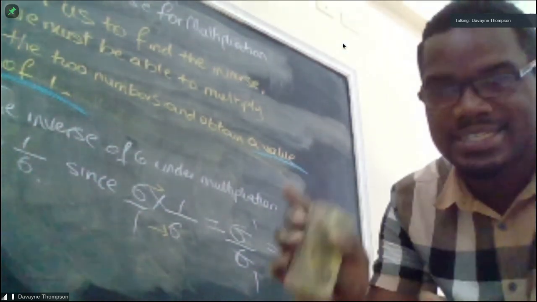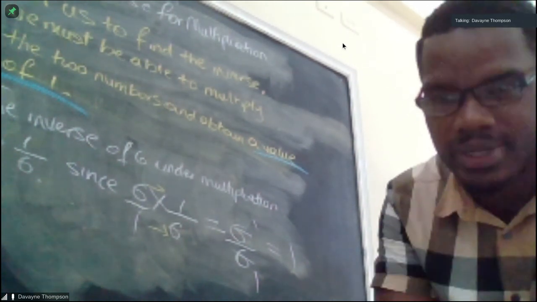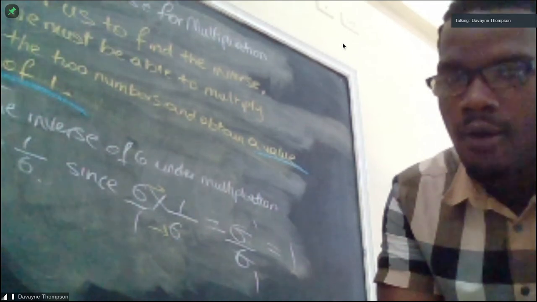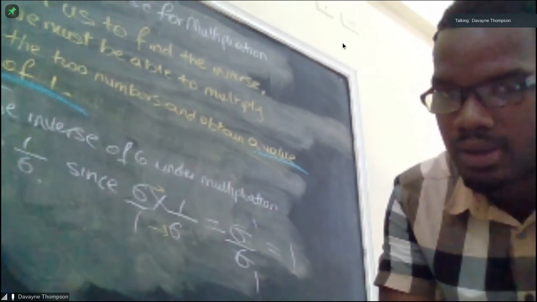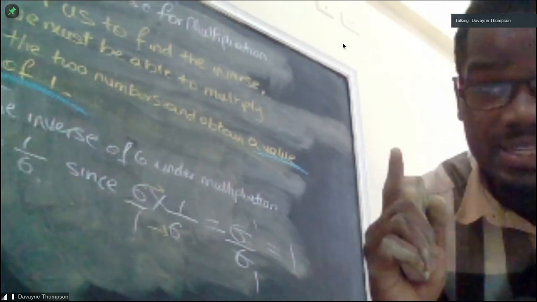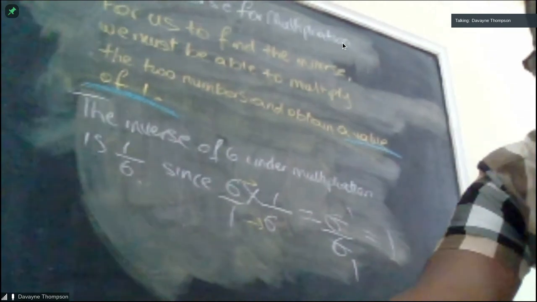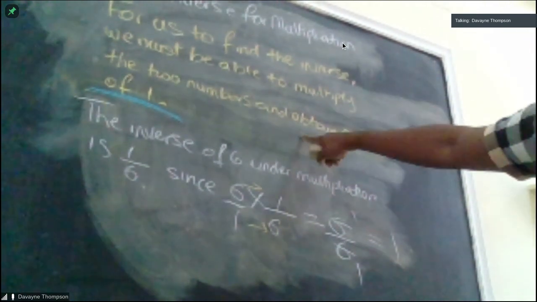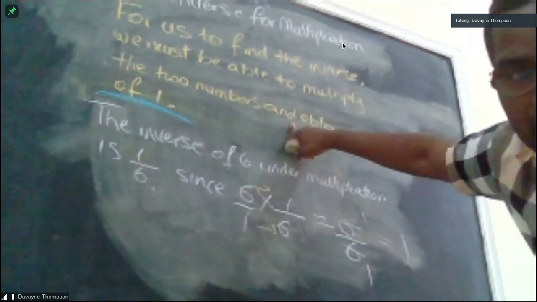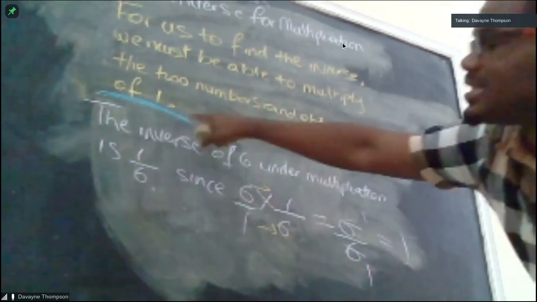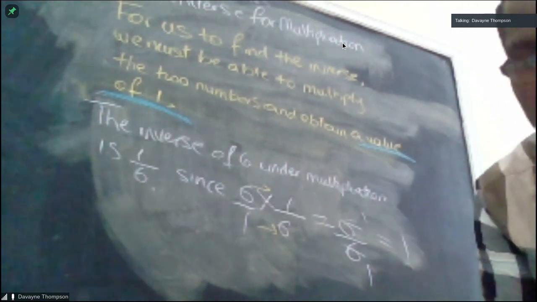So we know that 0 is the identity of addition. Anytime you add a number to 0, it gives you back the number. But what happens when you multiply a number by 1? You get back the same number. Yes. That means 1 is the identity of multiplication. So for you to have the inverse under multiplication, you must be able to multiply that number by the inverse and get 1, since that's the identity of multiplication.